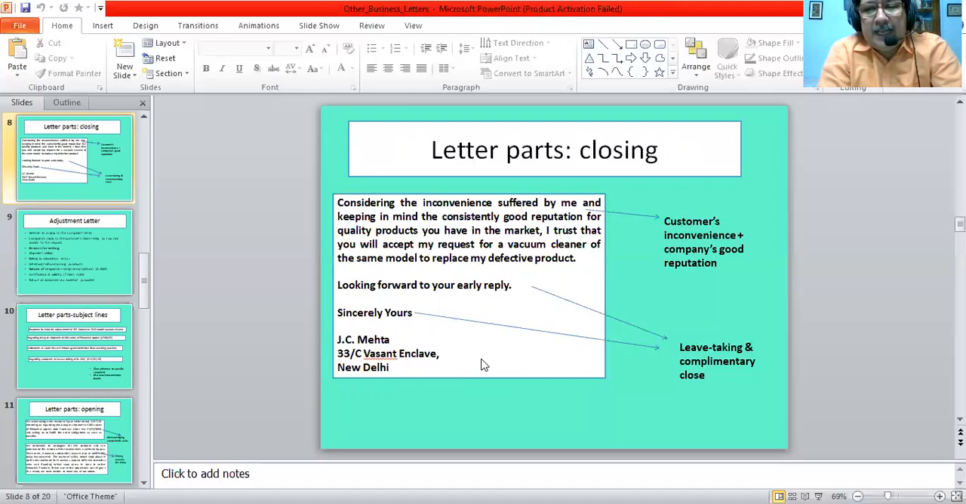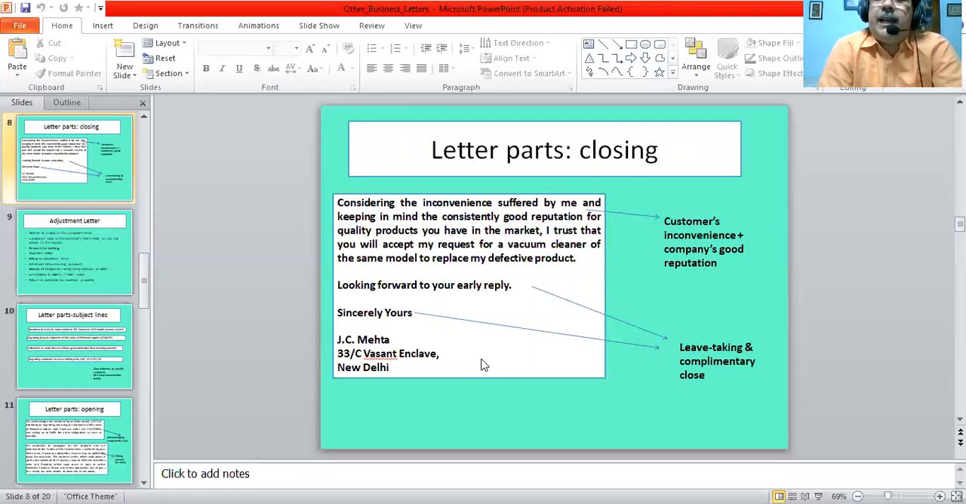So the customer at the ending of the letter is referring both to the inconvenience suffered by the customer as well as the company's good reputation. So this is an appeal to the company's good reputation so that the company listens to the plea of the customer or the request made by the customer. And of course, there is the leave taking and the complimentary clause at the end.